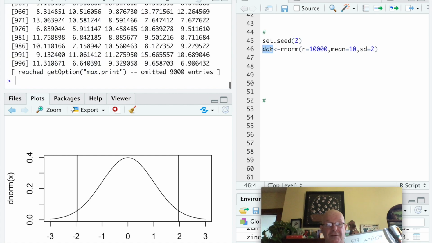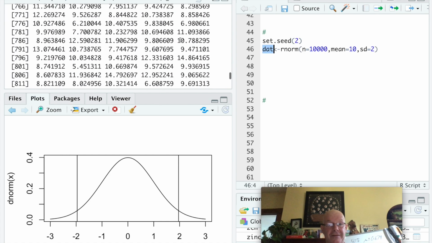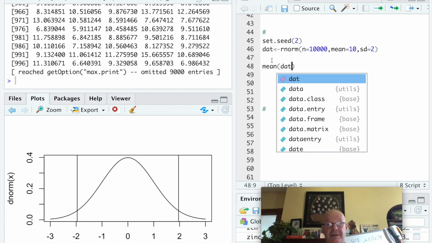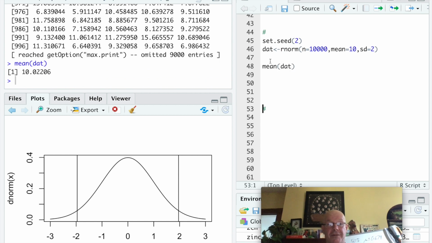So now I have this really long vector. And again, these are just data that are drawn from a normal distribution. And so let's take the mean of that. The mean of that is what? 10.022, pretty close to what we know is the correct answer, because when we simulate stuff, we are the omnipotent being that knows everything.